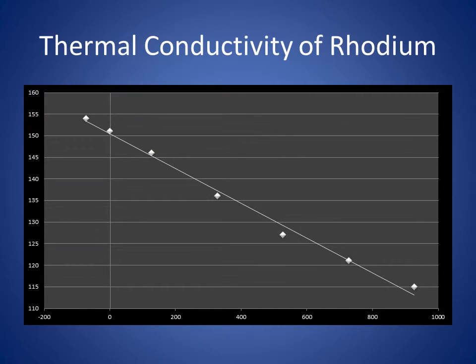Here I've created the model for the thermal conductivity of rhodium as a function of temperature. Using this model, it becomes clear that the relationship between temperature and thermal conductivity is approximately linear. It also may be observed that the mean epsilon value is 0.